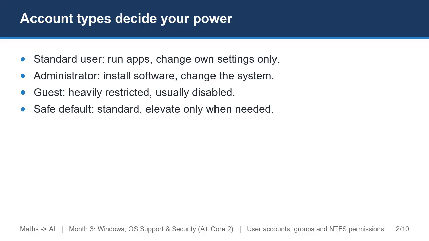Every action in Windows happens under a user account, and the account type decides what that user may do. A standard user can run apps and change their own settings, but not system-wide ones. An administrator can install software, change system settings, and manage other accounts. The guest account is heavily restricted and usually disabled. The safe default for everyday work is a standard account, and you elevate only when a task truly needs it.